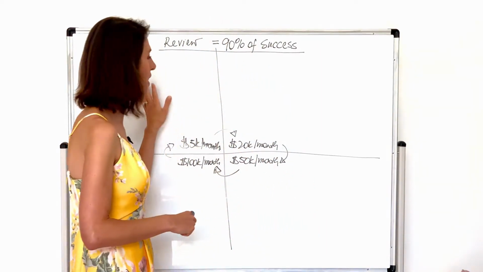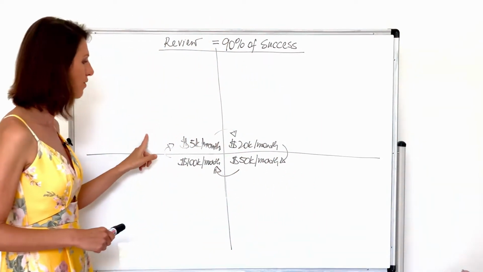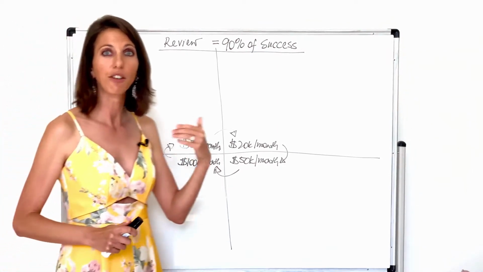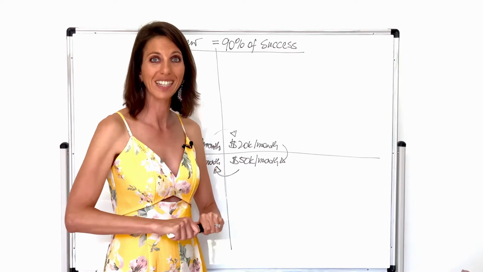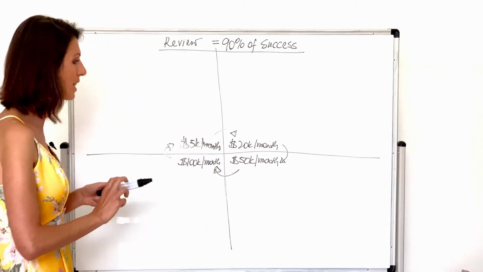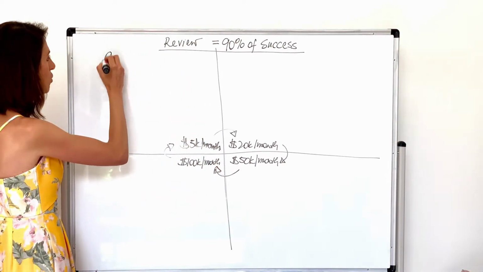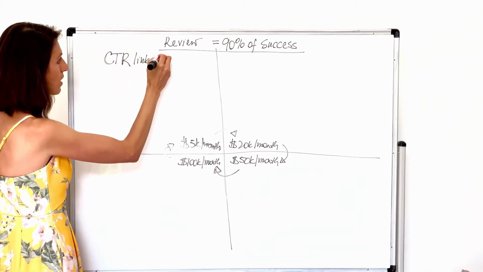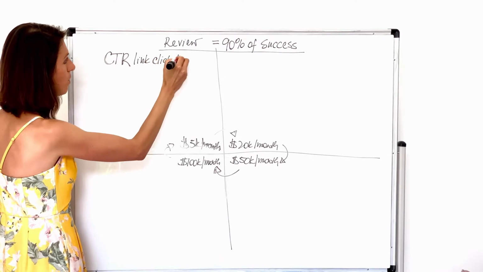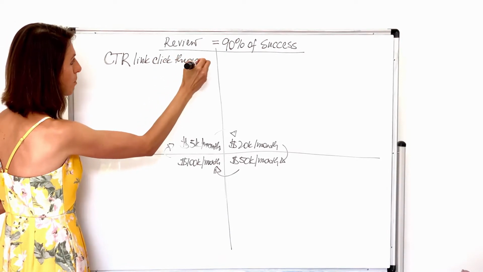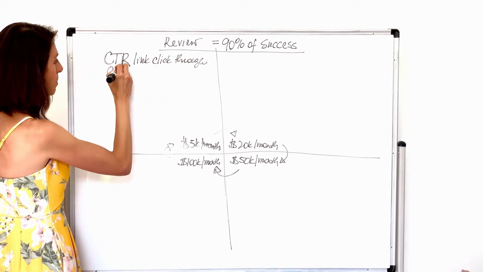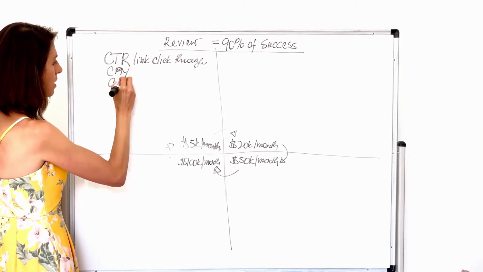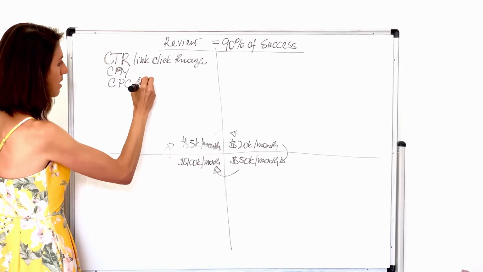So first of all, let's look at the first quadrant. If you're in the first quadrant and you just started or you are working towards the first $5,000 per month consistently and predictably, what you really need to understand is you always need to start looking at your CTR link click through. As you already know, link click through. You need to be monitoring your CPM. You need to be monitoring your CPC link click.